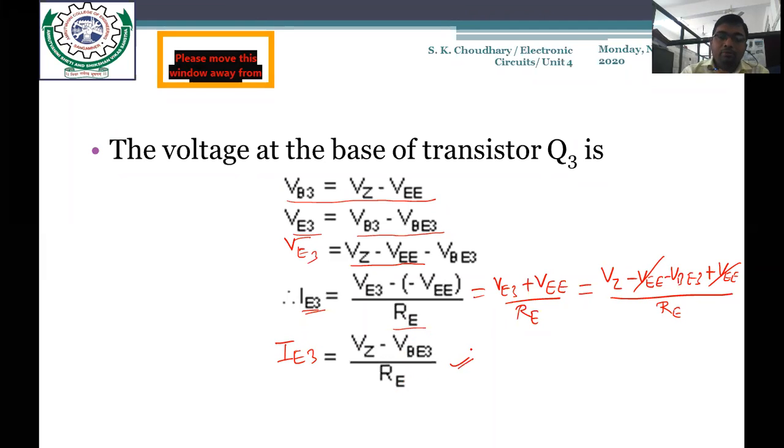This is the current flowing through the emitter terminal, and it is independent of the temperature, because the Zener voltage balances the change in the base to emitter voltage of the transistor Q3 due to the temperature change. In this way we can provide a constant current into the emitter terminal of Q3.